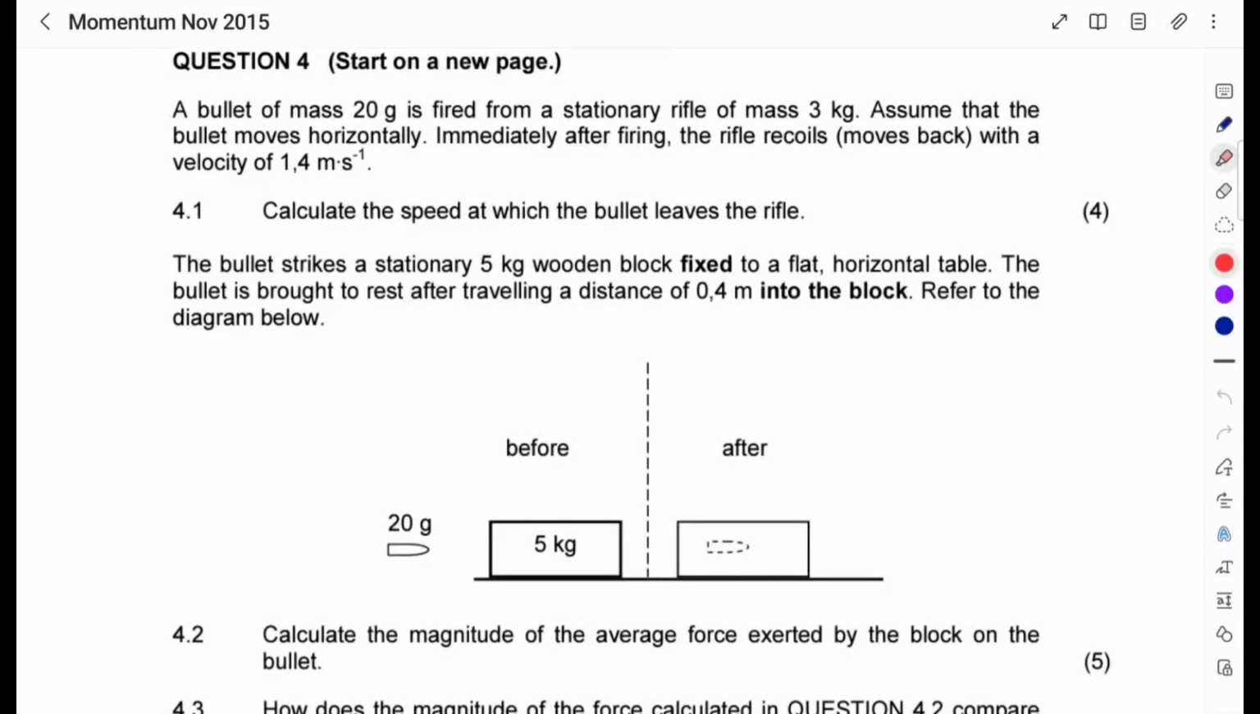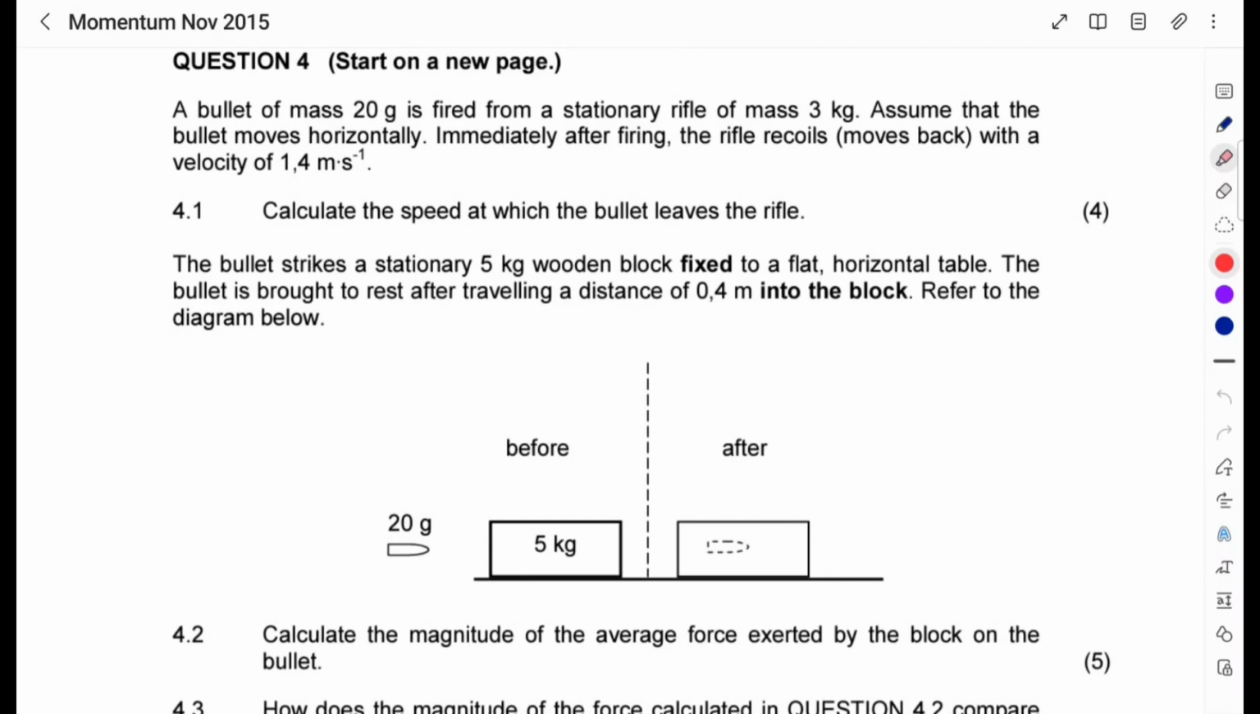We have a November 2015 exam paper. Question 4. A bullet of mass 20 grams is fired from a stationary rifle of mass 3 kgs. Assume that the bullet moves horizontally. Immediately after firing, the rifle recoils, moves back with a velocity of 1.4 meters per second.